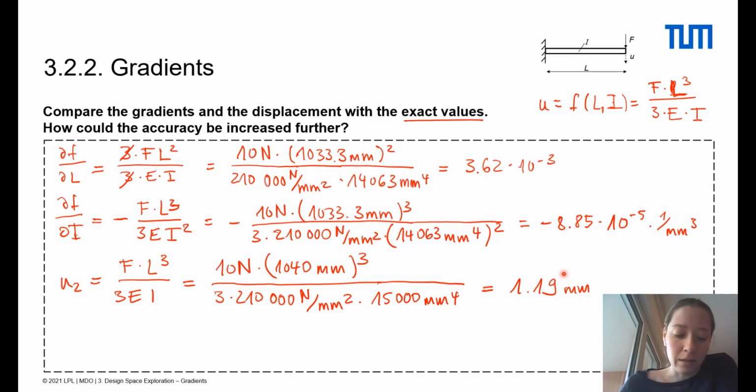For the displacement, 1.19 millimeters. Before we had 1.11. That's like a 6% error. It's not that bad.